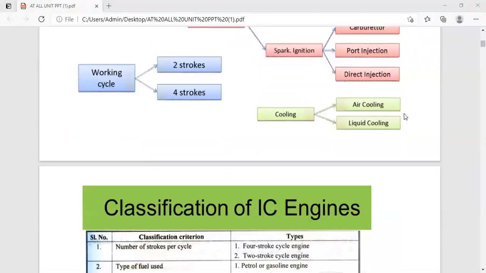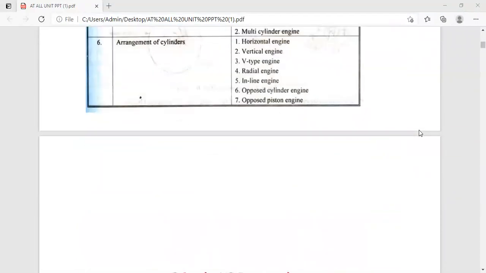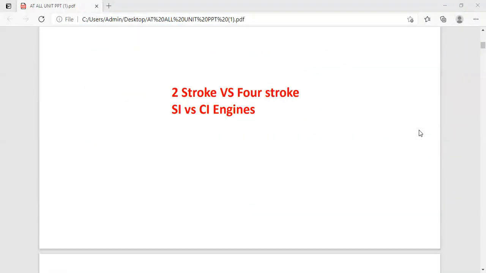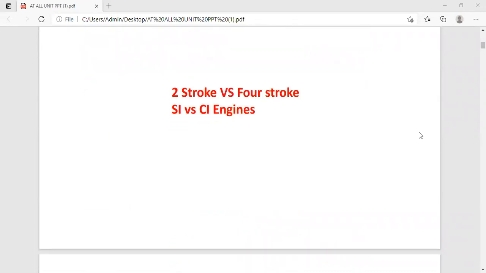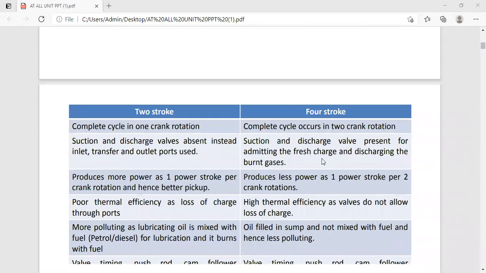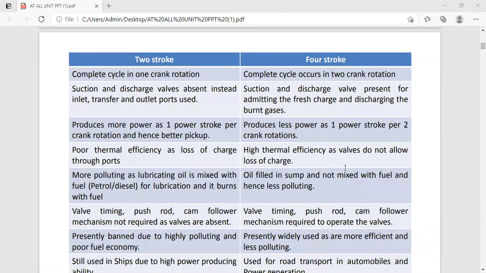So we are going to revise these points at the end of the lectures also. First we are going to see the classifications. This point is also important for you, because from the theory point of view, 2-stroke and 4-stroke engines, SI and CI engines, out of these two, one classification is definitely asked in the examination. So first we are going to see the 2-stroke and 4-stroke.